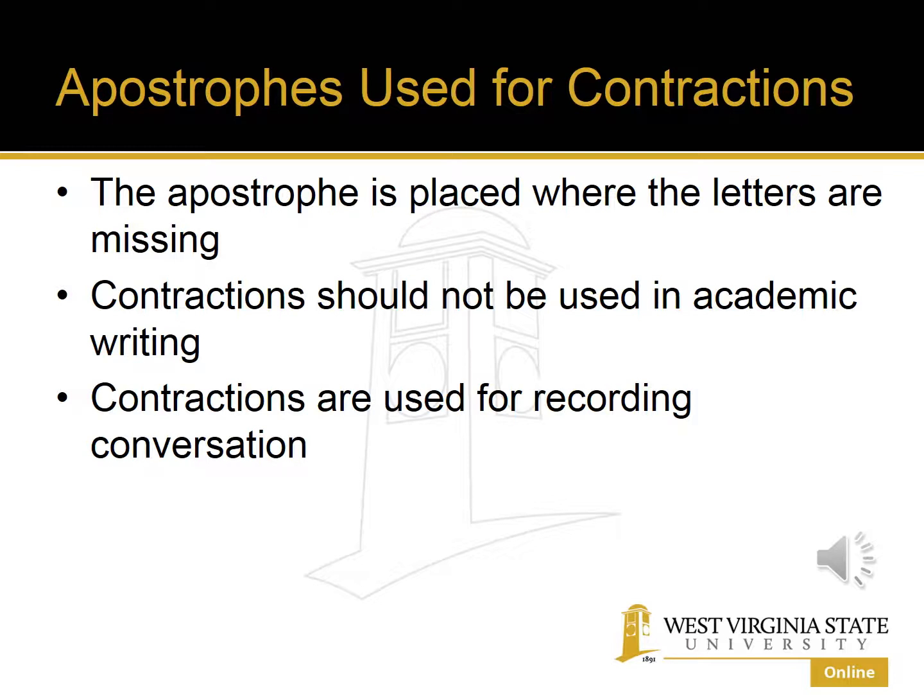Now, a couple notes here. When should we use a contraction? Contractions are used to record conversation. They're used to record the way that we speak in English. We tend to speak in English using contractions. It's an informal way of writing, of speaking English. Contractions should not be used in academic writing unless we're directly quoting somebody.